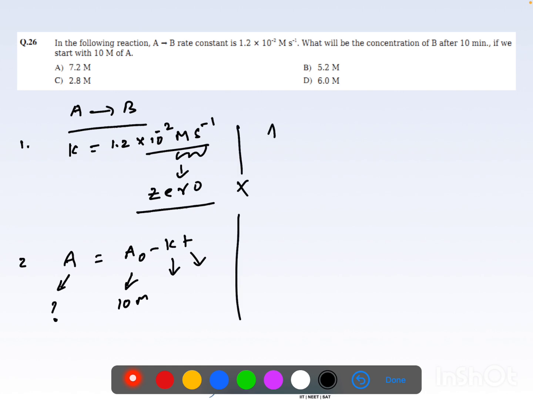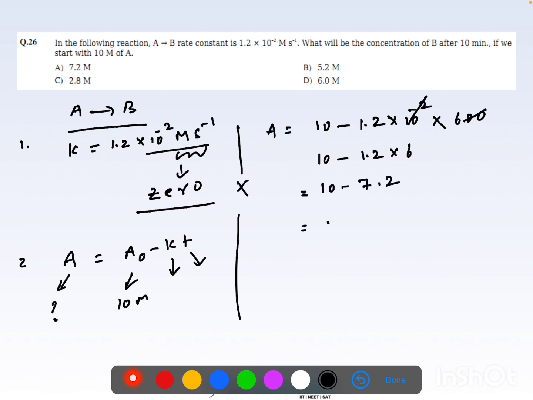So here A is equal to 10 minus K, which is 1.2 into 10 to the power minus 2, into time, which is 10 minutes, that means 600 seconds. So this 10 to the power minus 2 gets cancelled, so it will be 10 minus 1.2 into 6, that is 10 minus 7.2. So the final answer will be 2.8 molar, that is the final solution concentration.